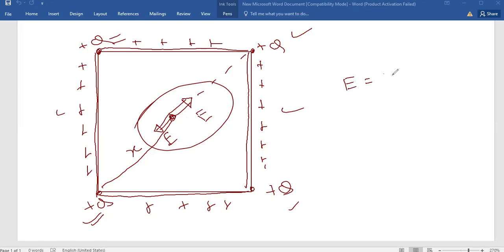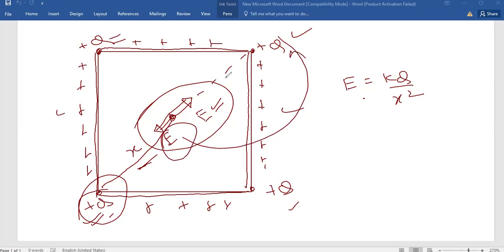Because we know E is equal to KQ by x square. You see Q is same, x is same, so magnitude is same. Since it is plus Q, this electric field is due to this one, and this one is due to this. They are equal and opposite, so they will cancel out each other. Got it? Okay. Now, this one. Okay, good.